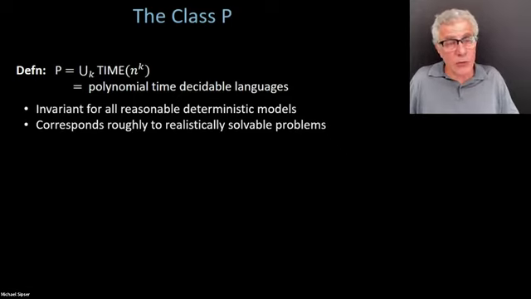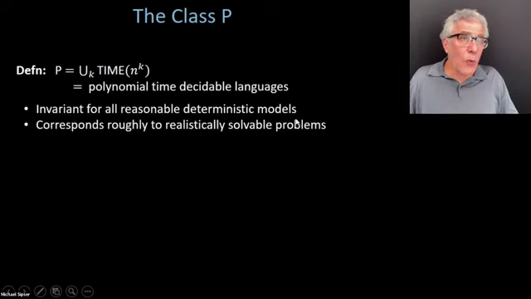So it's a rough kind of test, but it's still used as a litmus test for practical solvability. If you can solve problems in polynomial time, you basically figured out how to avoid large searches. We'll say more about that later.